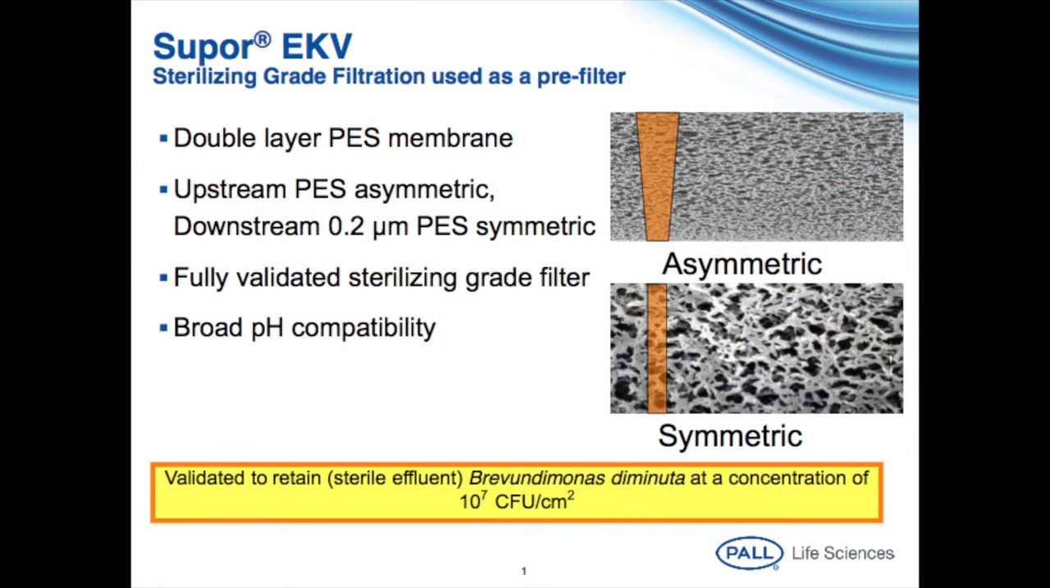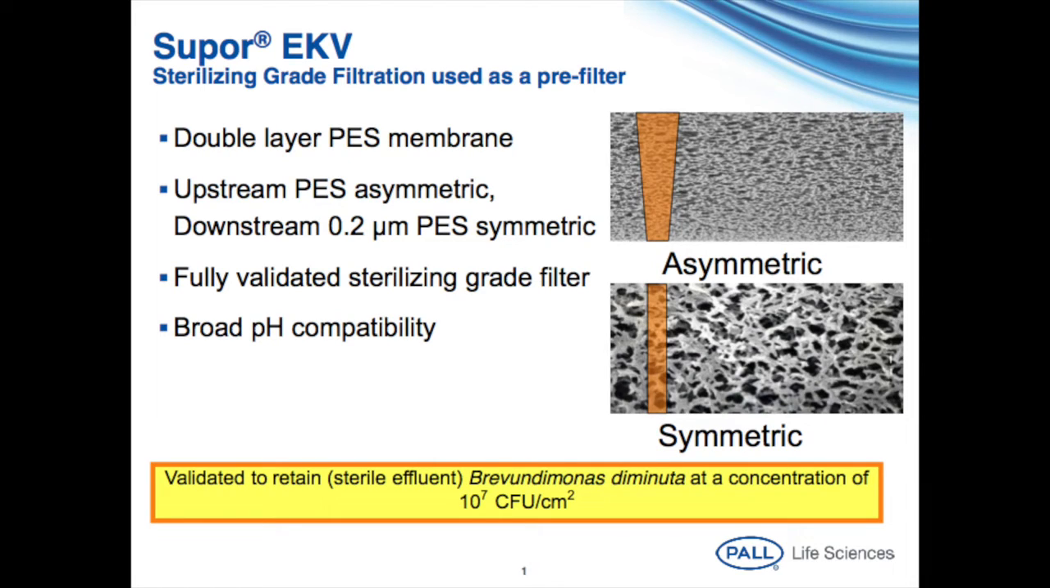We learned that Supor EKV as a pre-filter reduced bacterial contamination and allowed for consistency in the bacterial retention studies that followed. What is Supor EKV? Supor EKV is a double-layer polyether sulfone membrane. The upstream layer is asymmetric with a narrowing pore structure as the fluid passes through the membrane. The downstream layer is symmetric with a consistent 0.2 micron rated pore structure through the membrane.